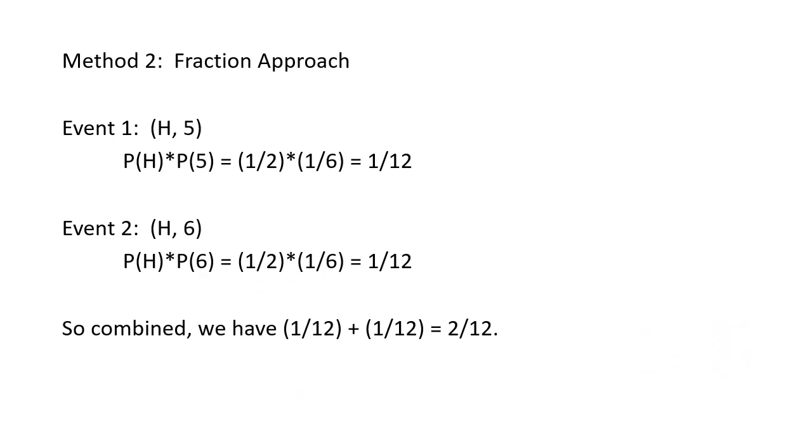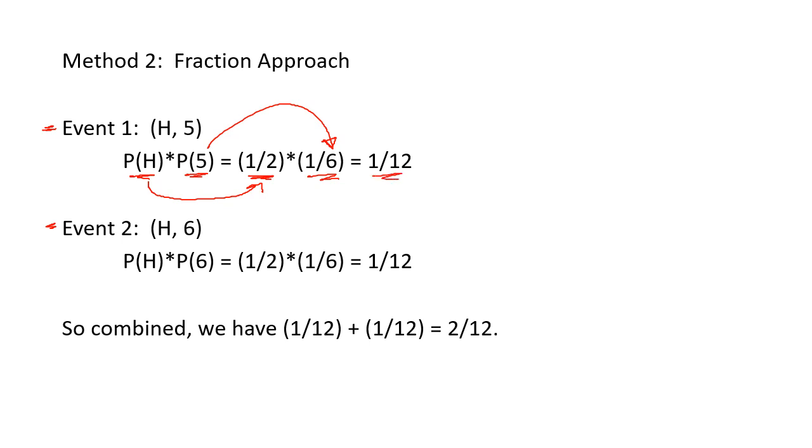Now, solution 2 is using the fraction approach. What I've done is broken this into two events. There's two ways that we can win, and so I want to find these probabilities separately. One way that I can win is that I flip heads and roll a 5. So the probability that I get heads and the probability that I get a 5, we just learned I can multiply these two probabilities together. The probability of heads is 1/2. The probability of a 5 is 1/6. So I multiply those together and I get 1/12.